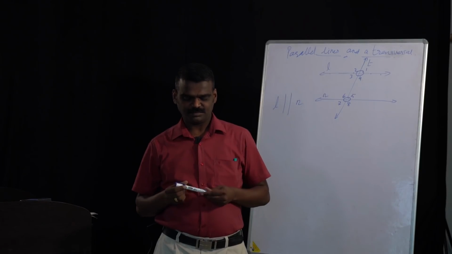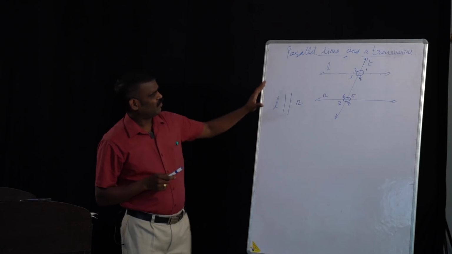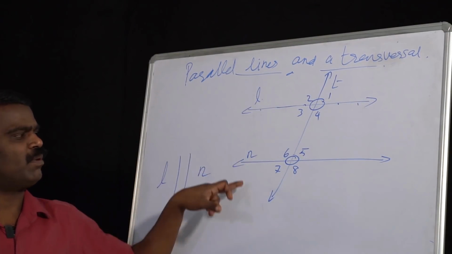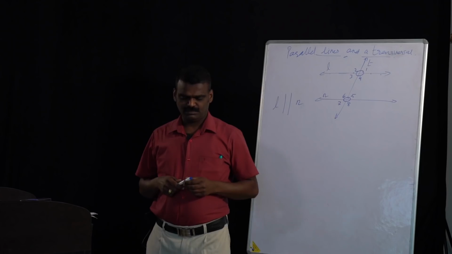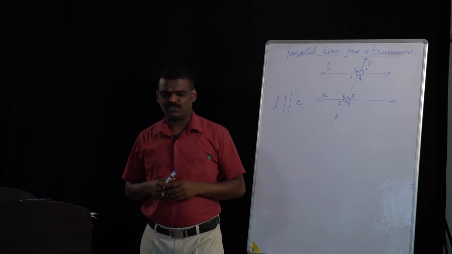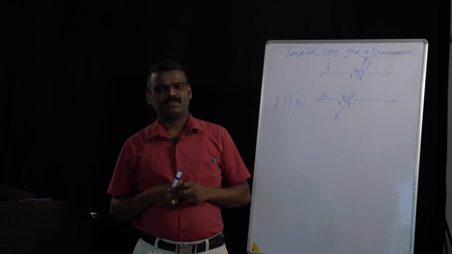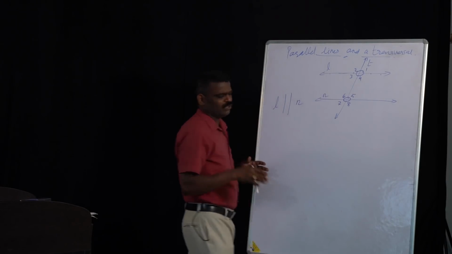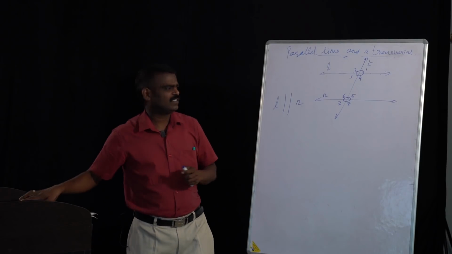Now, this looks like two families. Family number 1 and family number 2. Family number 1 has 4 children, family number 2 also has 4 children. Now, among the children of these two families, there is a relation. What is the relation we are going to learn?